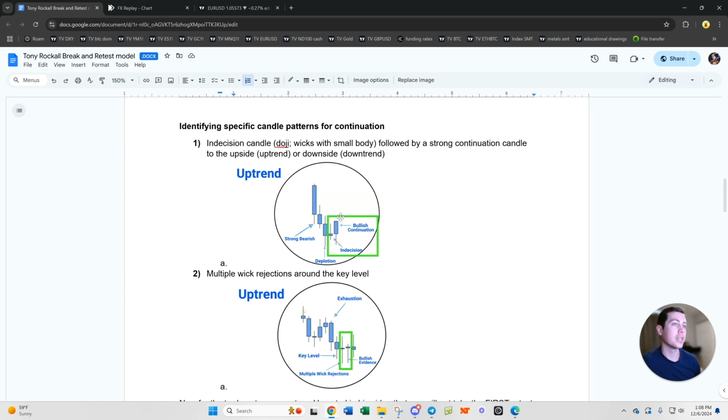And then the bullish continuation candle is really just a strong candle moving away from that key level, a sign that there's likely continuation happening. It doesn't have to be an engulfing candle, different color or anything like that. He just wants to see a doji or indecision candle followed by a strong candle move to the other side. So this is the first pattern he will look for.